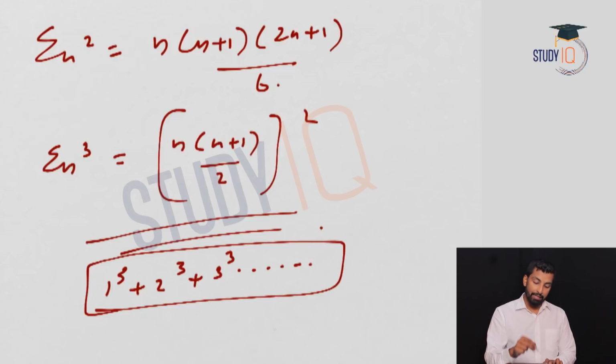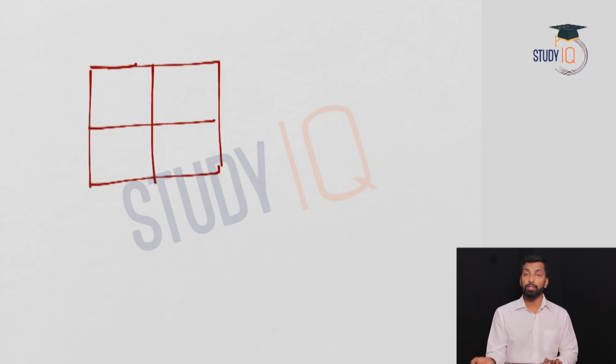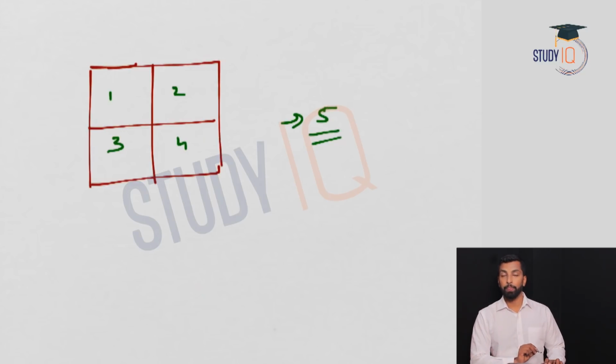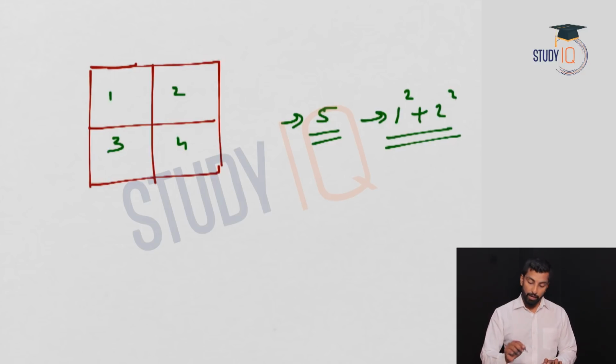If you want, I will give you applications of sigma n square and sigma n cube which used to come in exams. Let's take a 2 into 2 square. If I ask you how many squares are there in this, you will tell me 1, 2, 3, 4 and the bigger one, so a total of 5 squares. How did you get this 5? You can answer it as 1 square plus 2 square. Why up to 2 square only? Because it is a 2 into 2 square. If it was a 3 into 3 square, then 1 square plus 2 square plus 3 square.